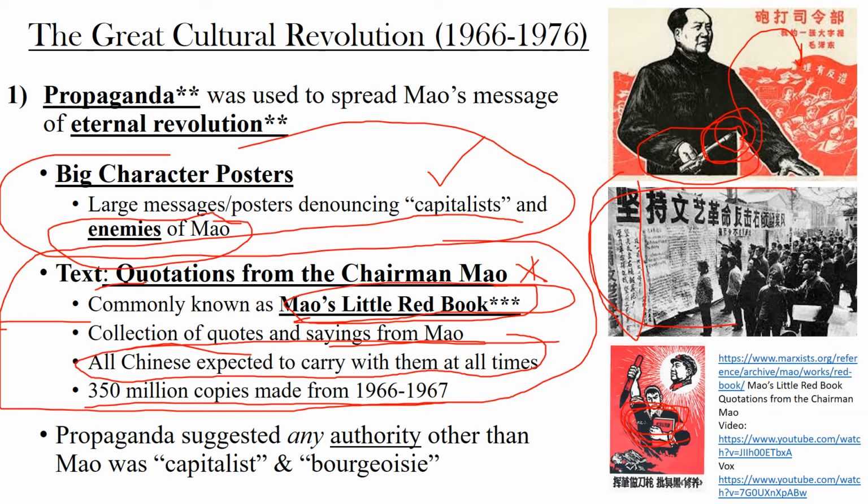And the propaganda, the Little Red Book, all of this suggested very publicly that any authority other than Mao himself was capitalist and bourgeois and therefore wrong and would need to be purged from the party.